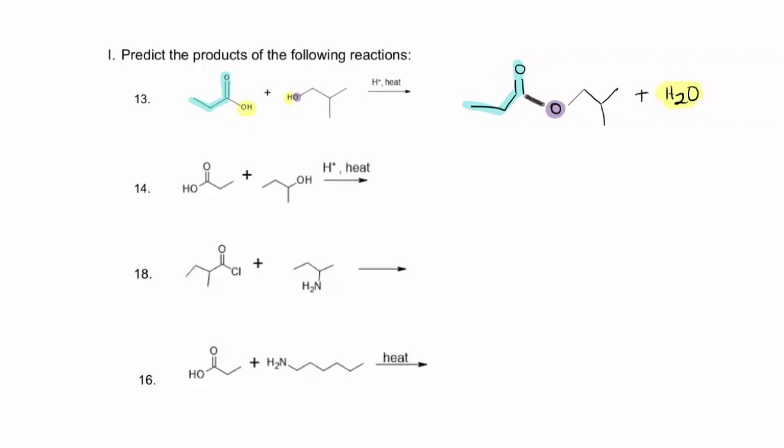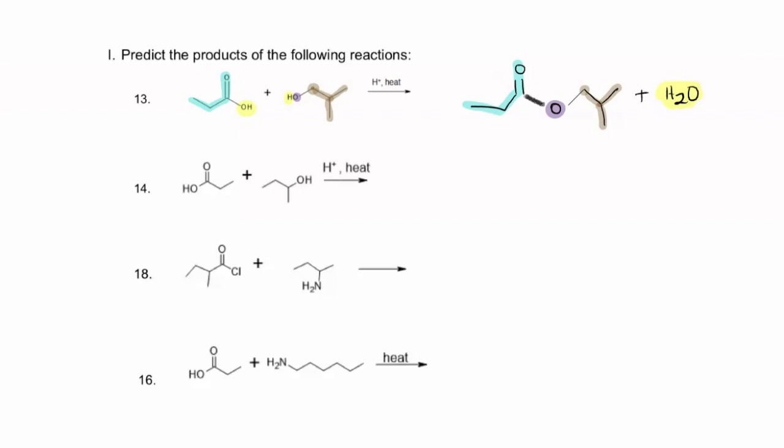So understand that this comes from this, what I drew here. And that's how you write the ester that comes from the combination of those two compounds, the carboxylic acid and the alcohol. Let's do example 14.